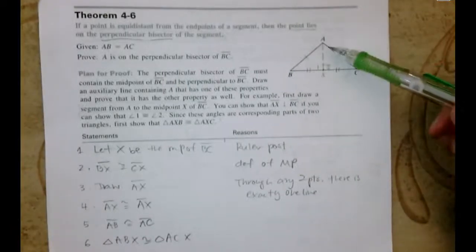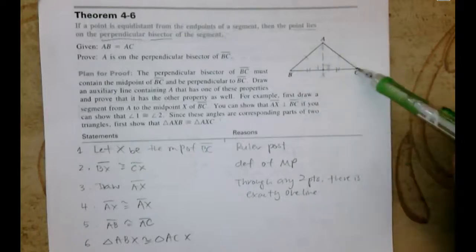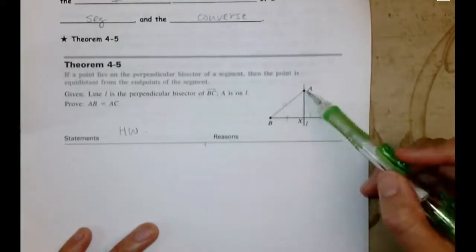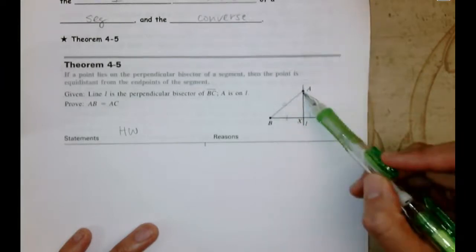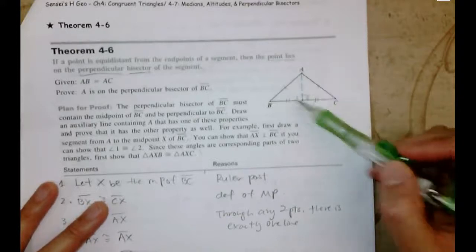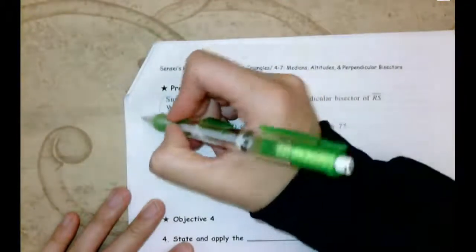So again, just to recap, 4.5 is if the point is on the perpendicular bisector, then it's equidistant to the endpoints of the segment. That's 4.5. And this one, 4.6, is if it's equidistant to the endpoints, then the point is on the perpendicular bisector of that segment. So those are converses of each other. Okay, so you try these. Okay, homework.